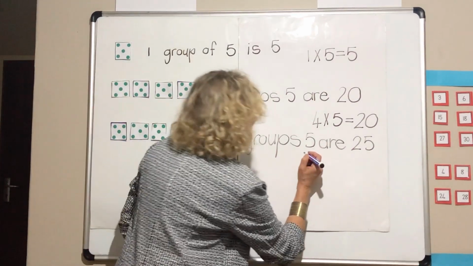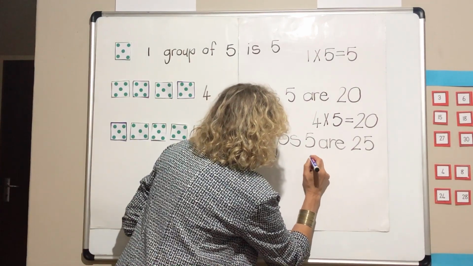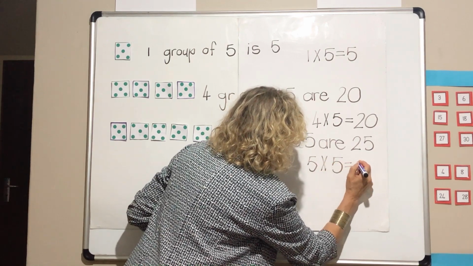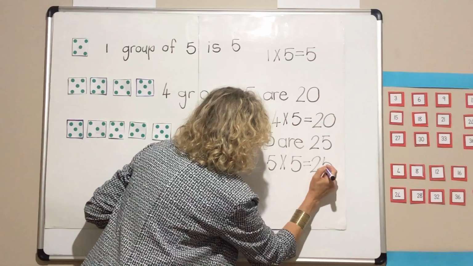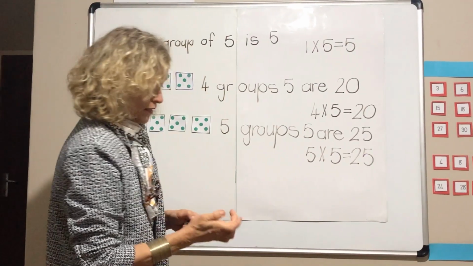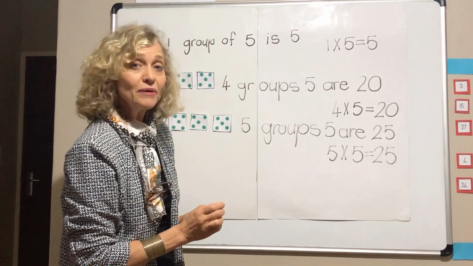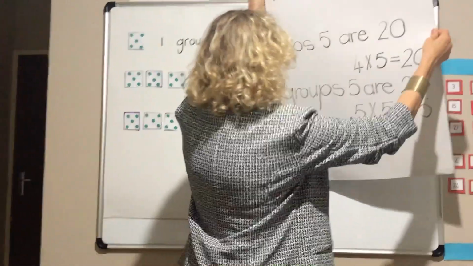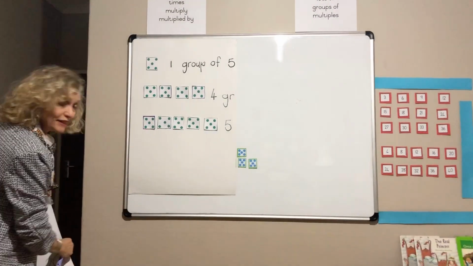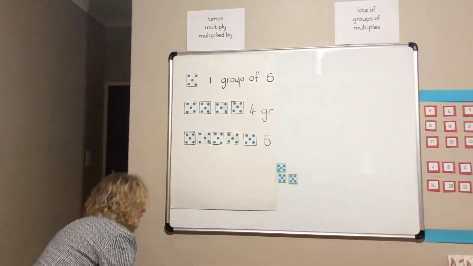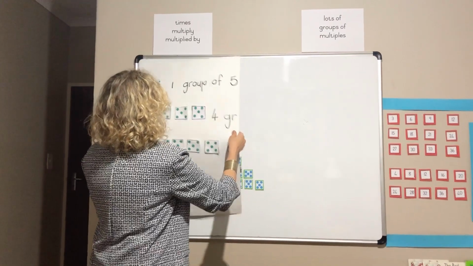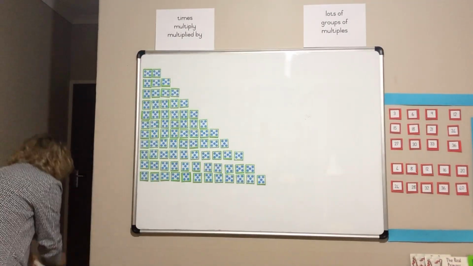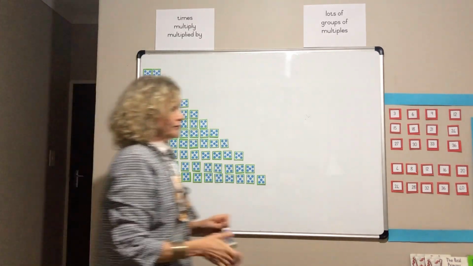Yes, I heard that. 5 times 5 equals 25. Well, the other day, we built up the 2 times table. Today, we will build up the entire 5 times table. So, I need you to have a look here. Put some of these here. Okay, so there we go.